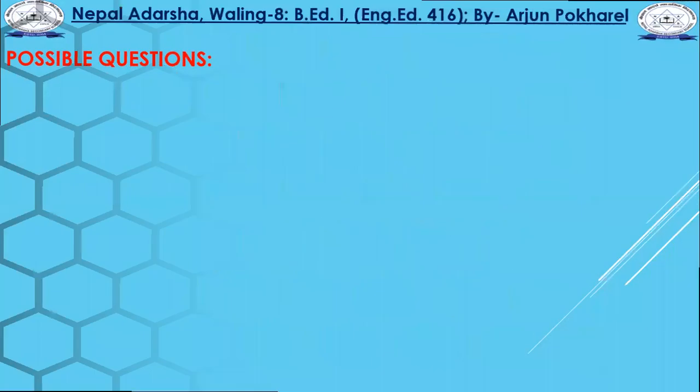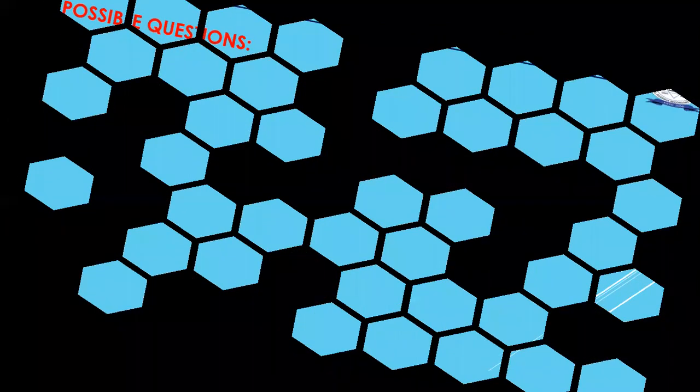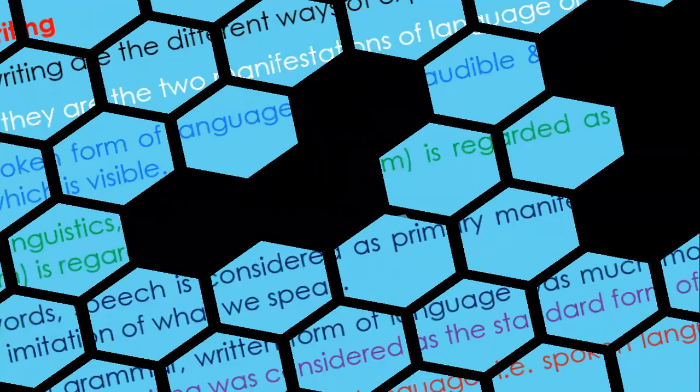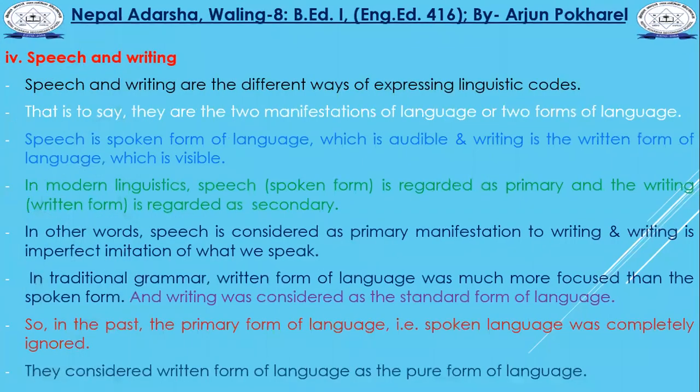And now, from here, do you have any question? Are you clear about speech and writing? Speech and writing are two different manifestations of language. One is primary and another is secondary. Which one is primary? Speech is primary, and writing is secondary.